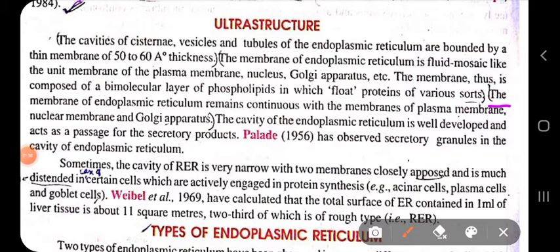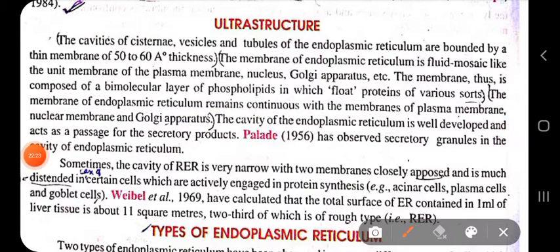Then it is written that the membrane of the endoplasmic reticulum is continuous with the plasma membrane, the nuclear membrane and the Golgi apparatus. Remember always, that's why they form a network of endomembrane system. The membrane of the endoplasmic reticulum forms a continuous network with the plasma membrane, with the nuclear membrane, and with the Golgi apparatus. So the membrane found in the endoplasmic reticulum continues with the plasma membrane, with the Golgi apparatus membrane, and also with the nuclear membrane.